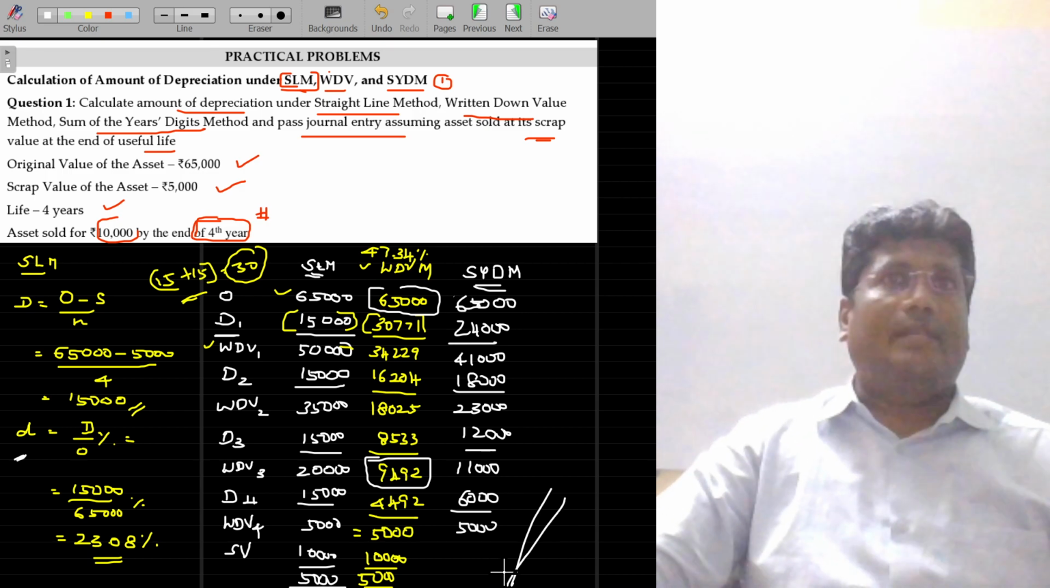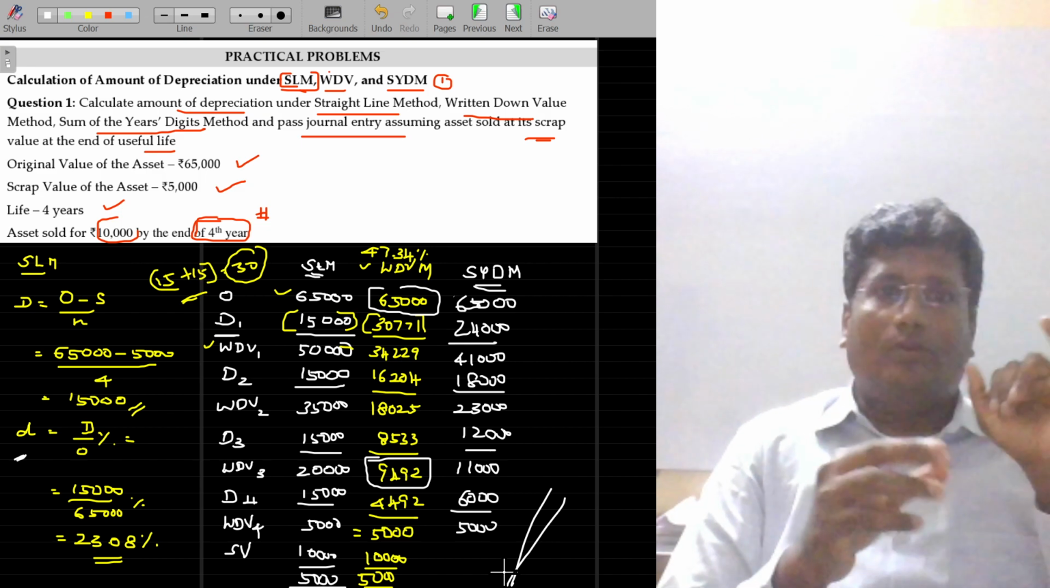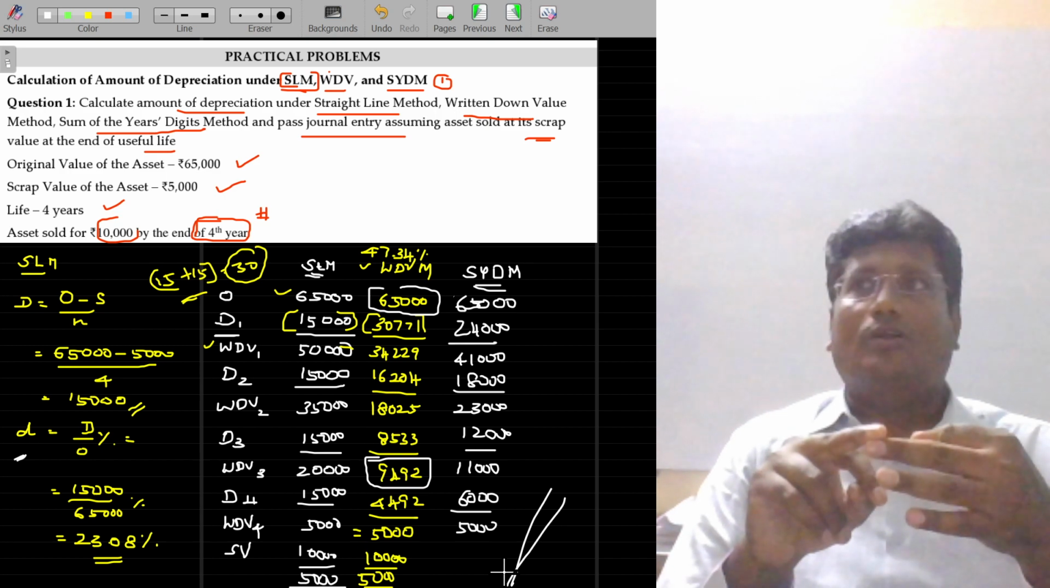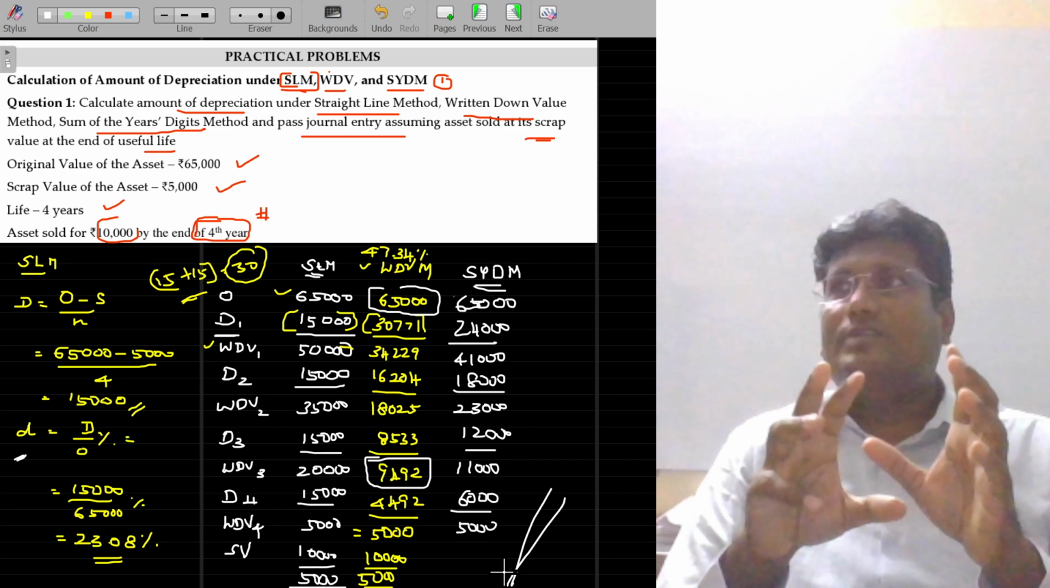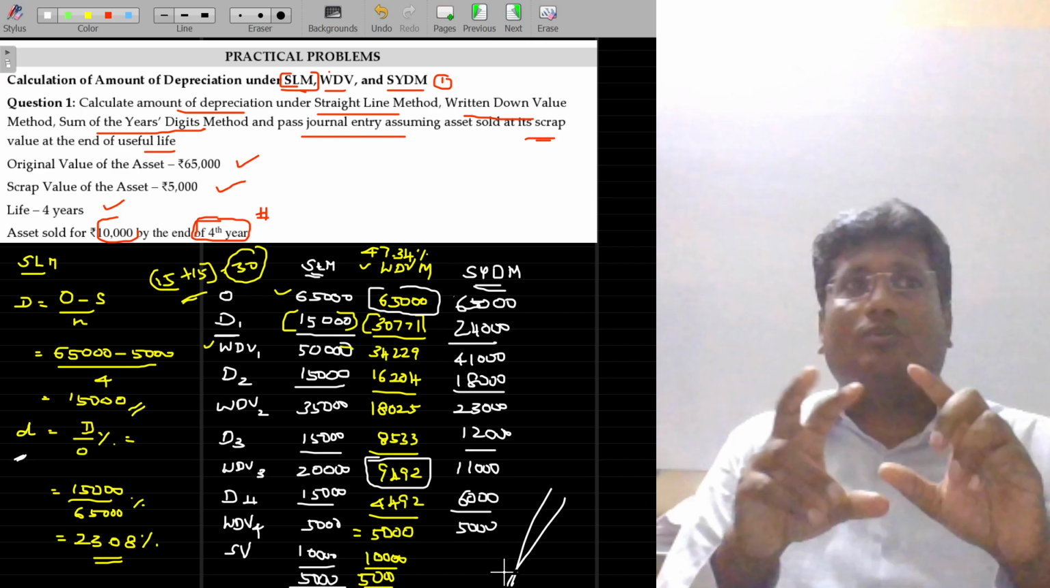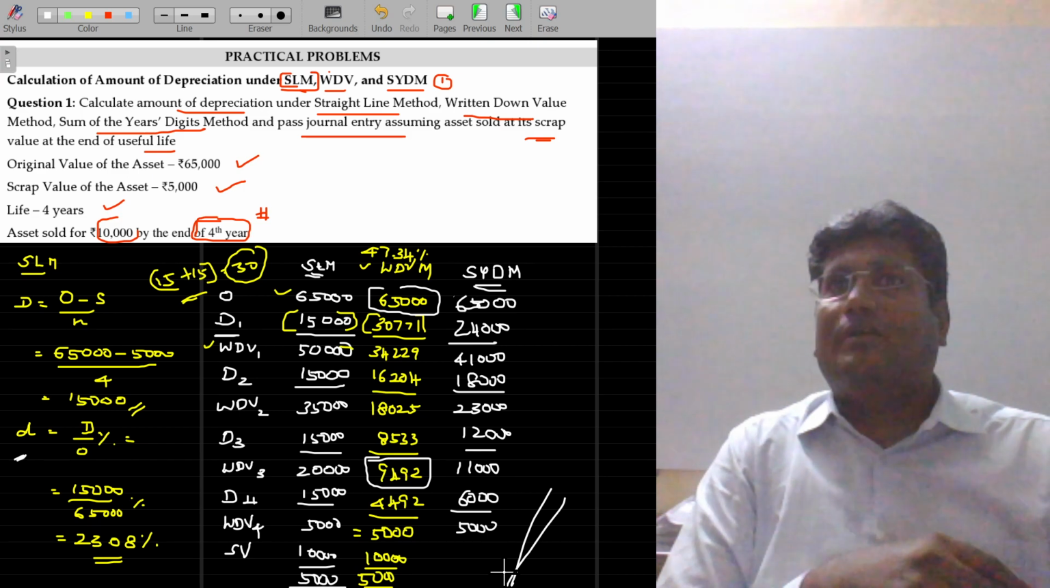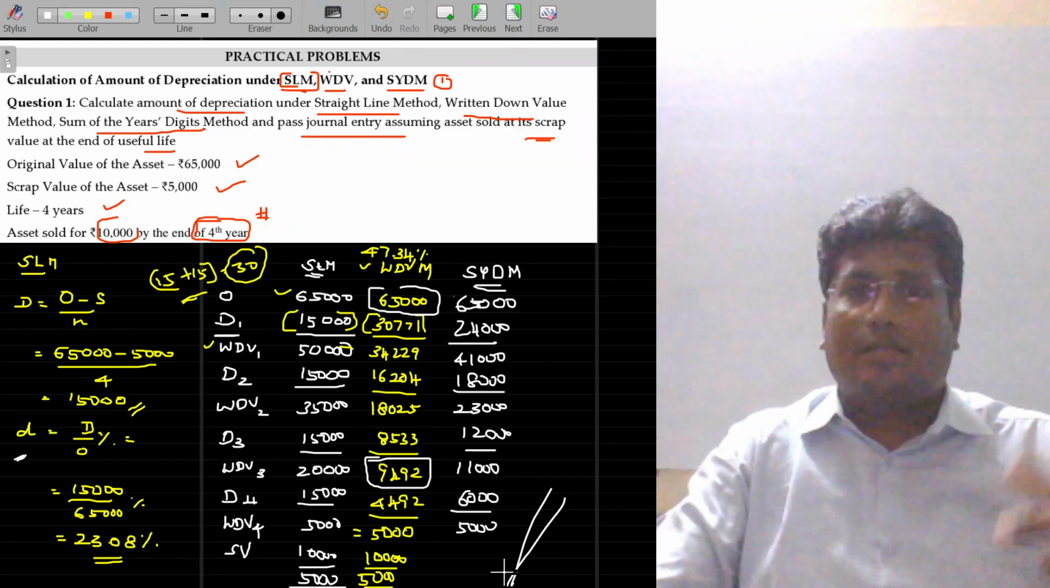Hope you could now understand the methods of depreciation here. I have guided you through the SLM method, the WDV method, and the sum of the years digits method also, in a detailed manner. You can understand the entire provisions, including the derivation of the WDV method also. Right? Come on, make a note of it.